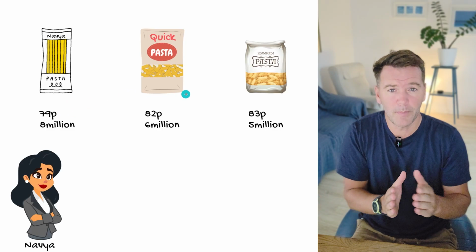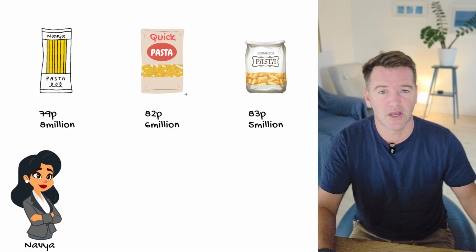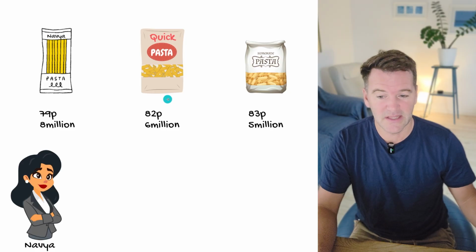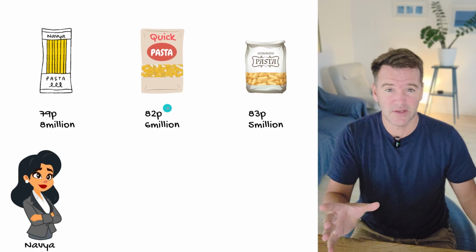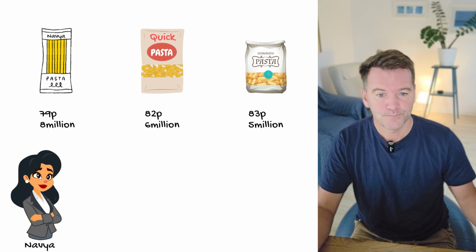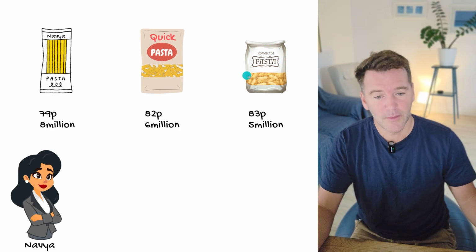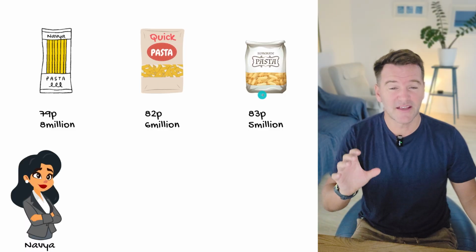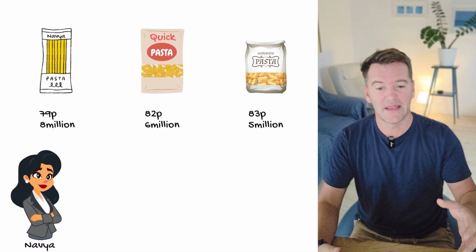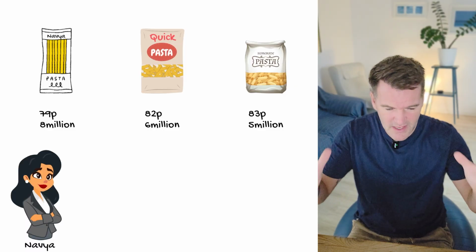Now, she's got some competitors that sit alongside her on the shelf of the supermarket. She's got Quick Pasta. They typically sell at 82 pence, and they have a demand of about 6 million packets sold per year. Then we've got Homemade Pasta, and that's a bit higher, that's 83 pence, and they sell about 5 million packets a year. Right, so there's setting the scene.